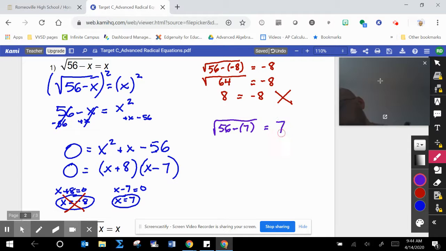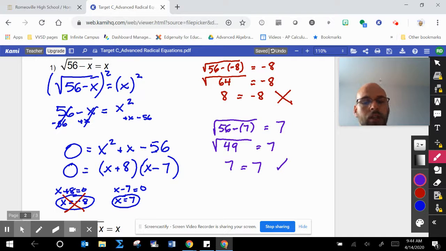And that would equal a positive 7, okay? So 56 minus 7 is 49, and the square root of 49 is 7. And does 7 equal 7? Yep, the left-hand side and the right-hand side of my equations are the same.